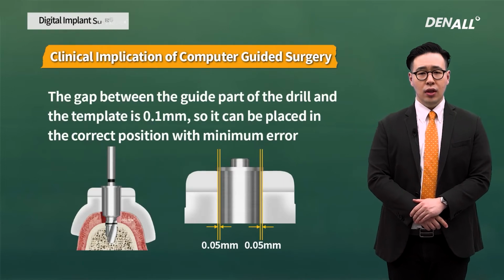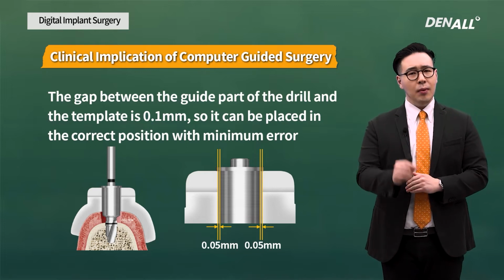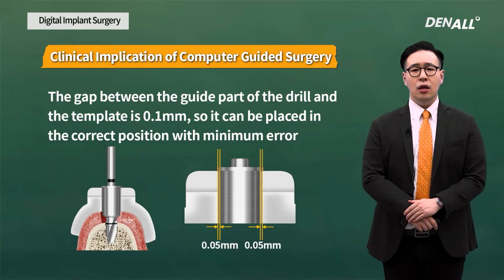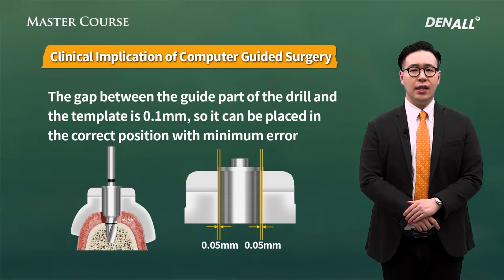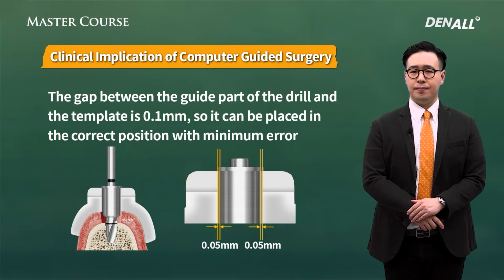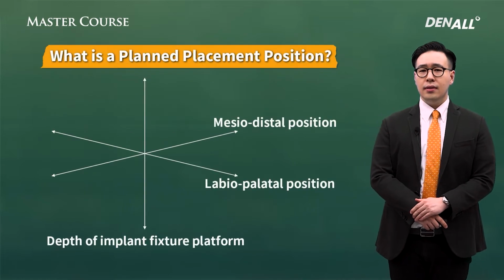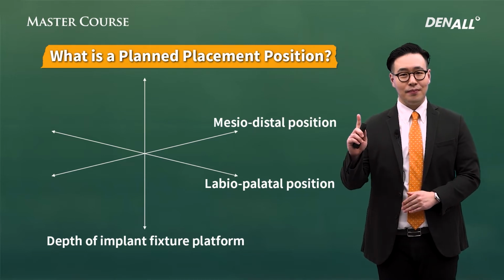Then, the gap between the guide part of the drill and the template is 0.1 millimeter. It can be placed much more precisely as planned than the manual placement. That is important. Then, what are the ideal positions that are planned in advance?